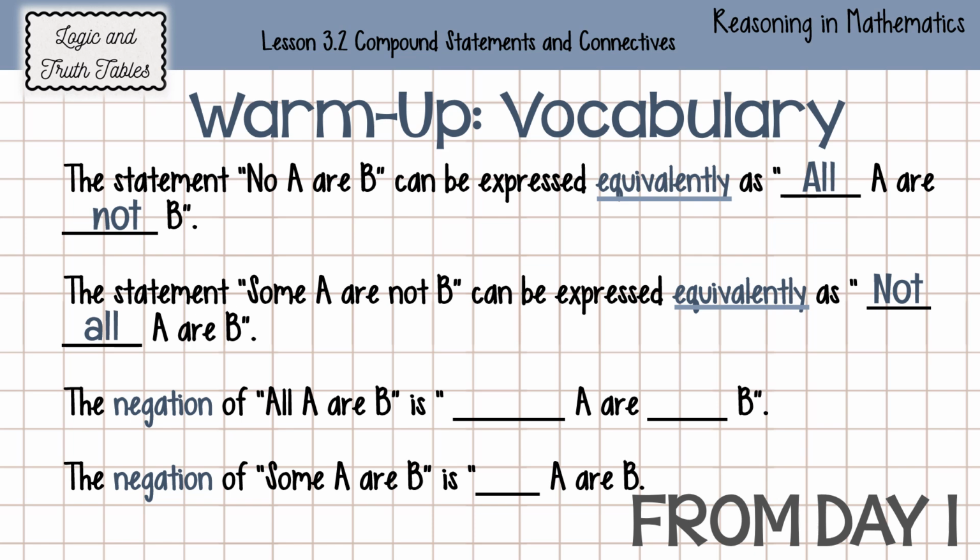The negation of all A's are B is some A are not B. The negation of some A are B is no A are B. It's either some or it's none. Those are the only two options.